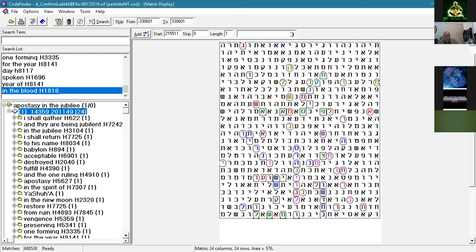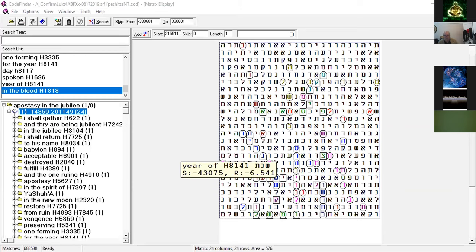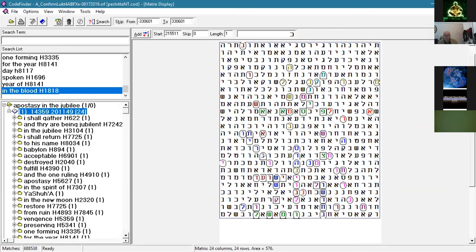Okay. So in the year of, they are jubilant. So like I said, everything that was in the original Luke 4 matrix is also in here. There were other times when this particular phrase came up, but when you put in all of the terms, it only had like one or two, and they were just all over the place, and this just really fit.